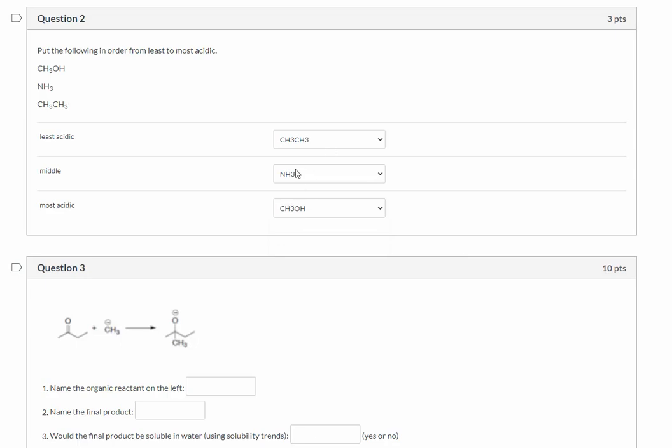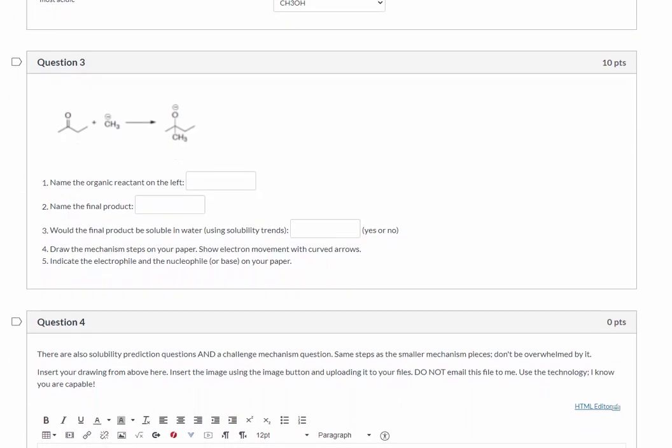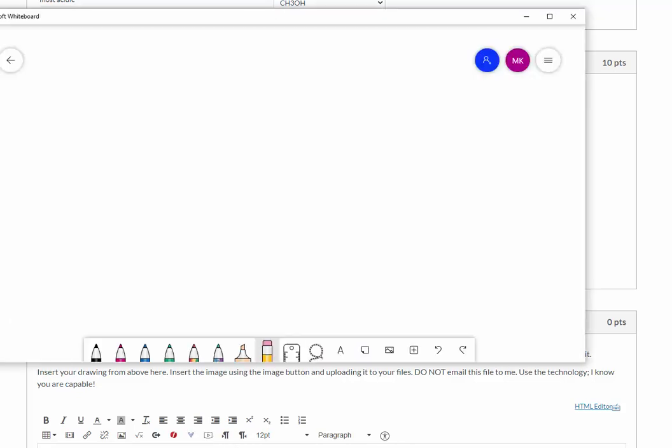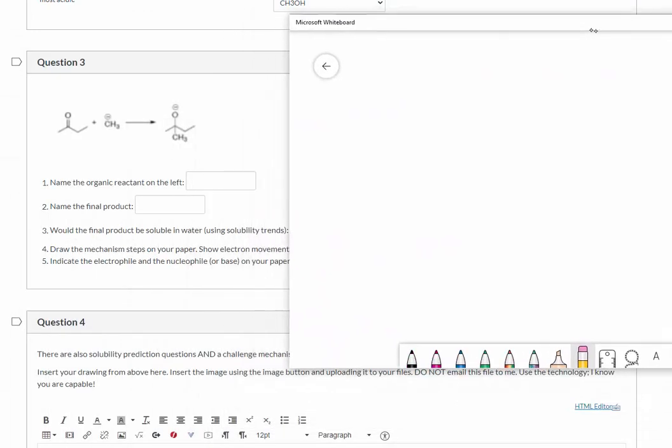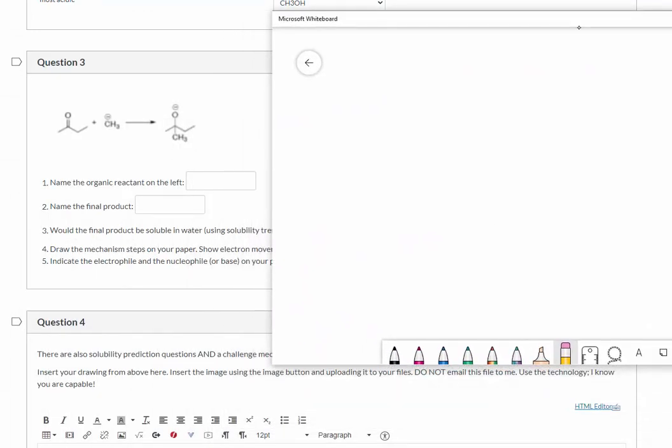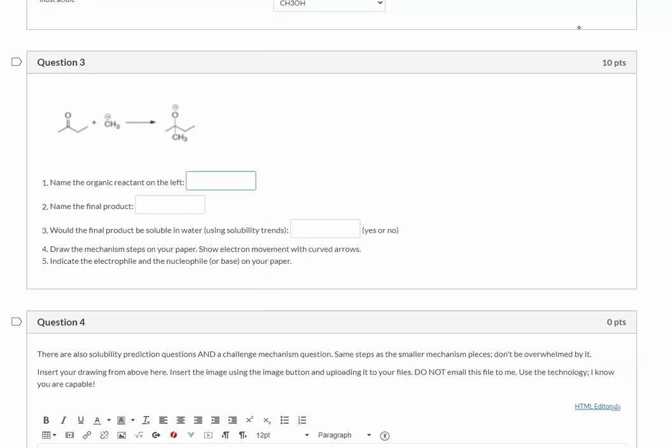Number 3. Now, this problem, number 3, is an example of a problem that you have on your quiz, but each one is worth 15 points. So really spend some time with these questions. So first, you're going to look at this reaction or reaction step, and I want you to name the organic reactant on the left. And what that means on the left is this first one here, and that is 2-butanone. Name the final product. On some of these examples, there will be more than one step.